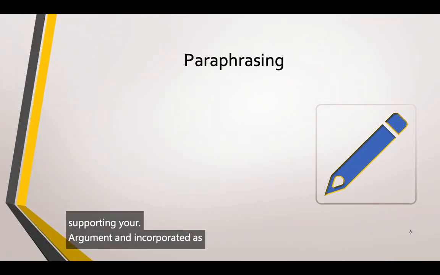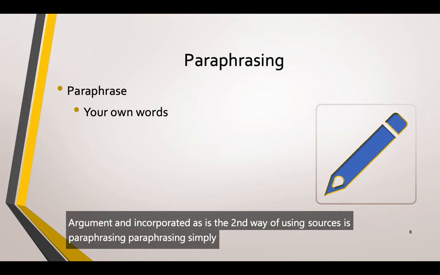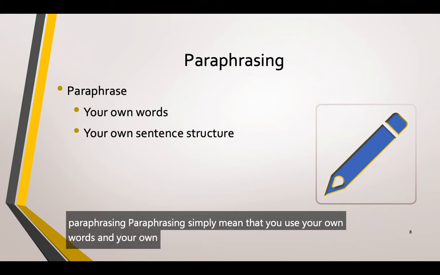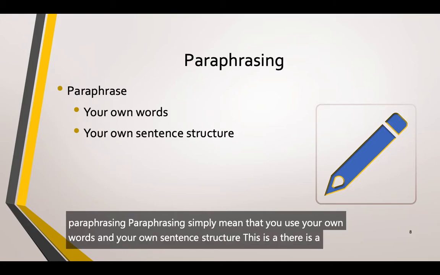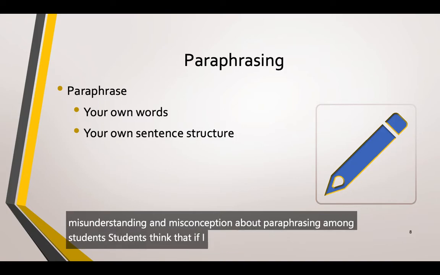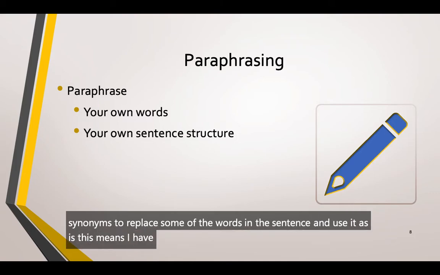The second way of using sources is paraphrasing. Paraphrasing simply means that you use your own words and your own sentence structure. There is a huge misunderstanding and misconception about paraphrasing among students. Students think that if I have a sentence and just use synonyms to replace some of the words in the sentence and use it as is, this means I have paraphrased. No, this is not paraphrasing.